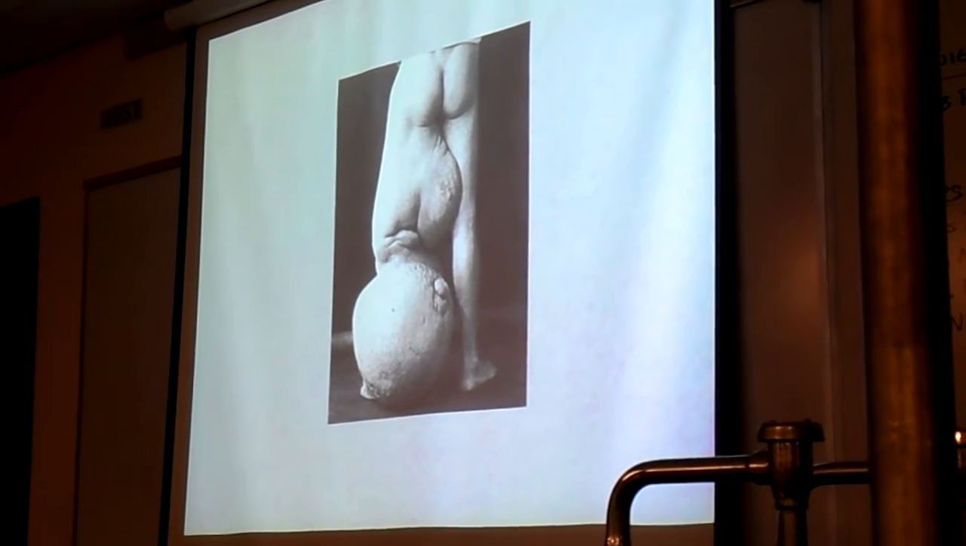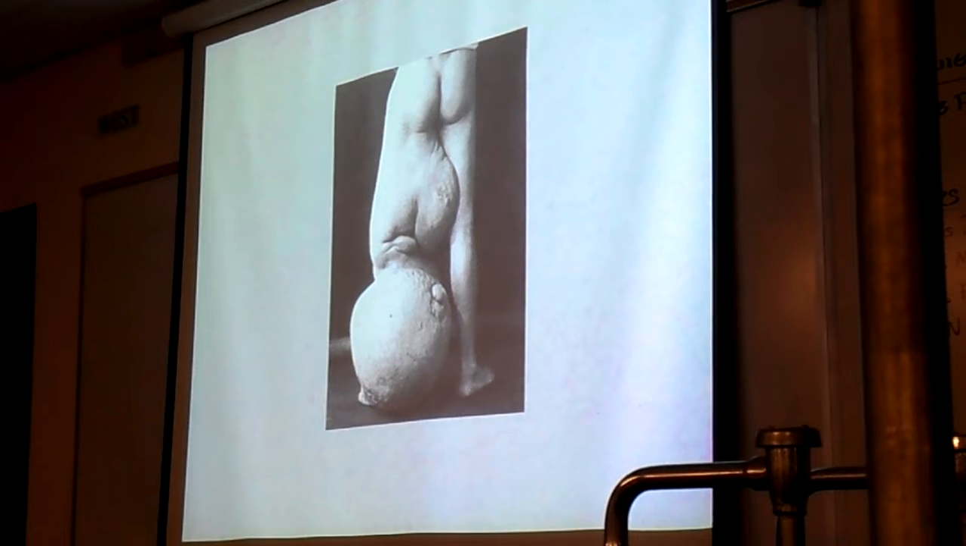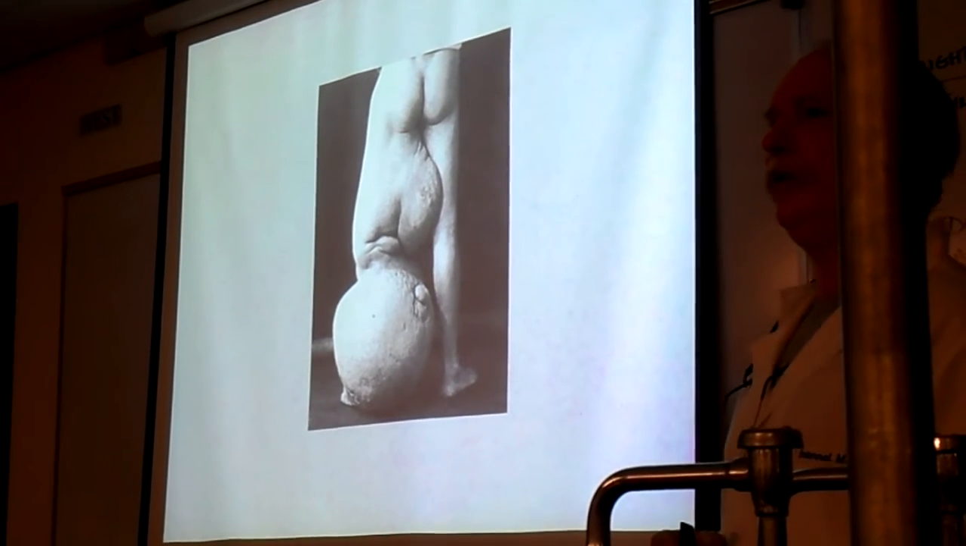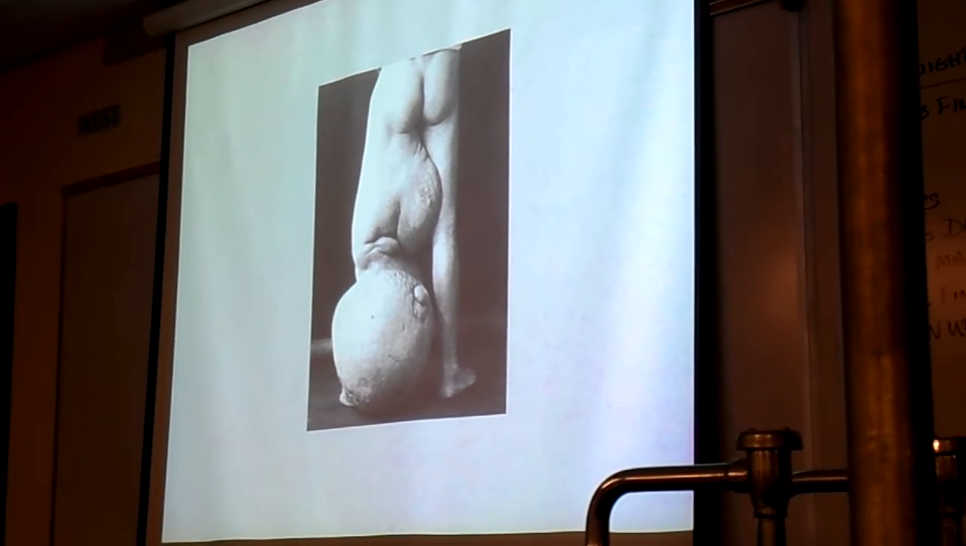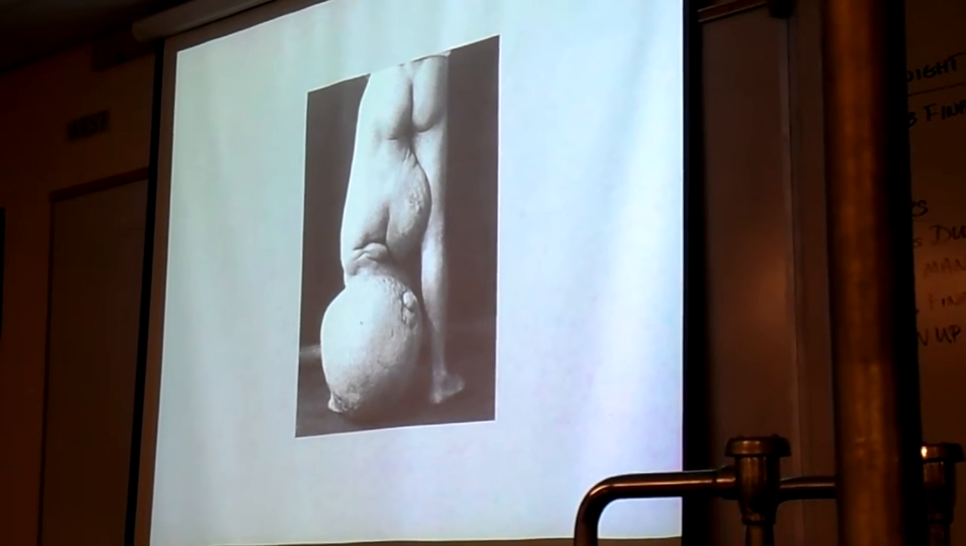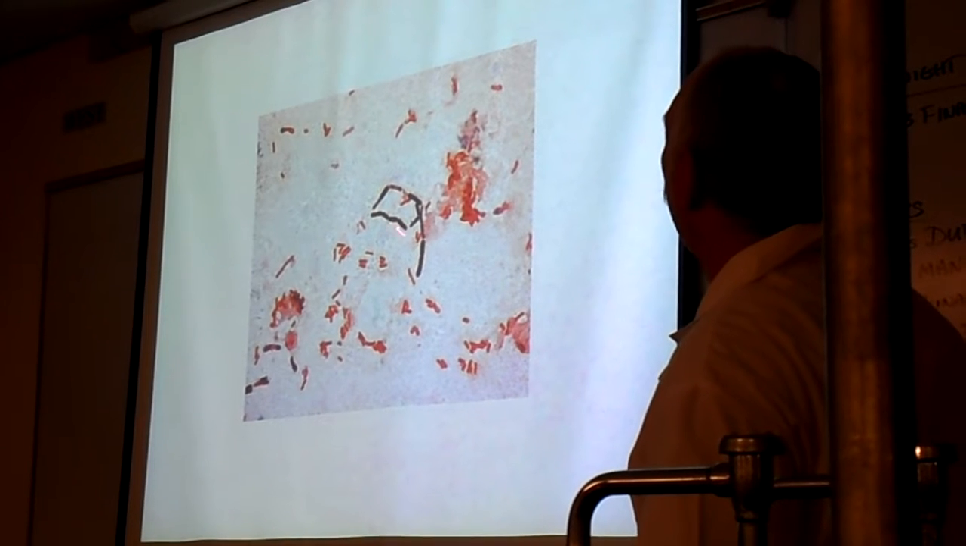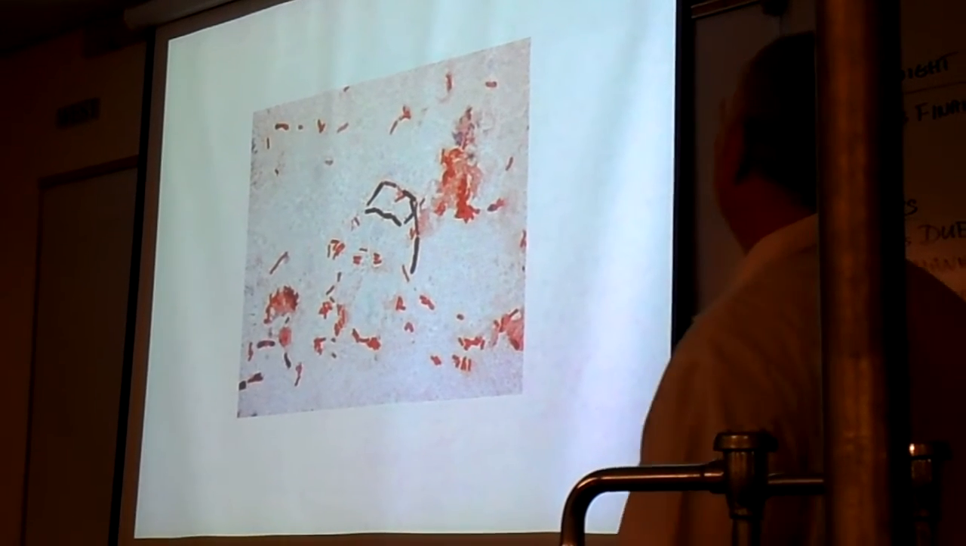Wuchereria. How would someone contract this? Mosquito. Where do the adults live? Lymphatic vessels. Very good. Which stage infects humans? Microfilaria. Stain technique. Gram stain. Morphology. Streptobacillus. Okay, very good.